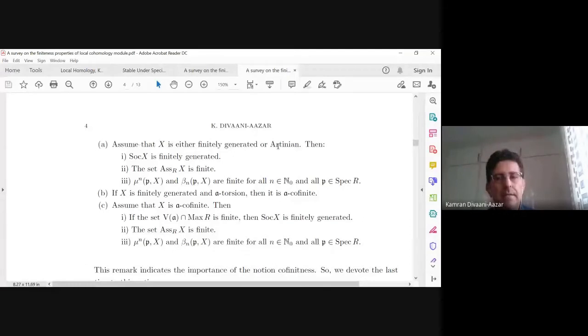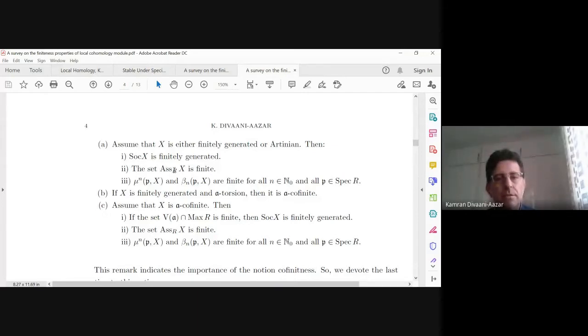Assume that X is either finitely generated or Artinian, then the socle of X is finitely generated. The socle of a module is the sum of all simple submodules of that module. So the socle of X is the sum of all simple submodules of X. So if X is either finitely generated or Artinian, then its socle is finitely generated.